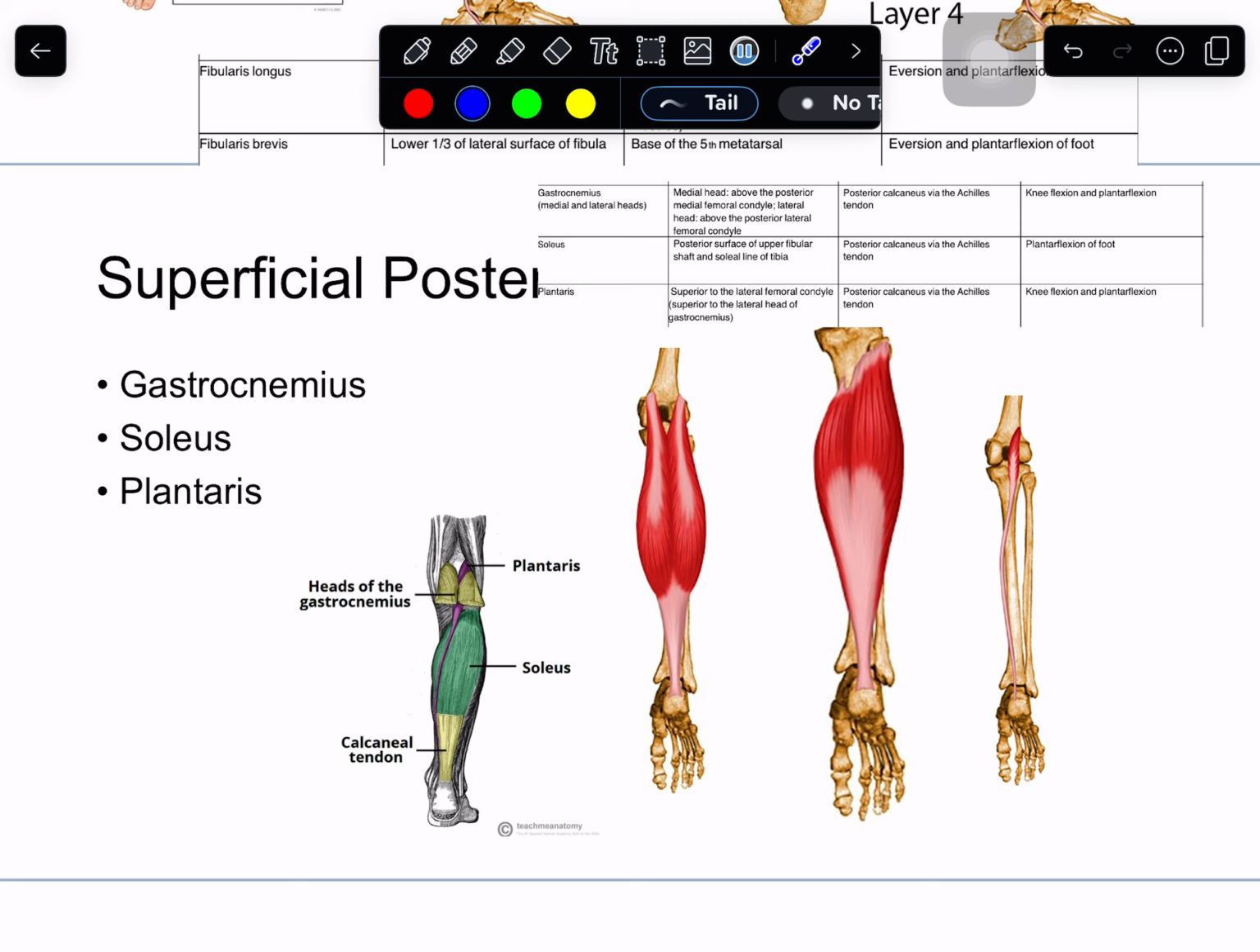Now, sitting just deep to that, so if I look toward the left image over here, right, what we're looking at now, in the yellow here, we cut out the gastrocnemius, right?